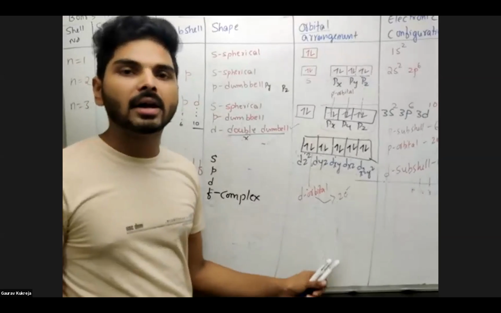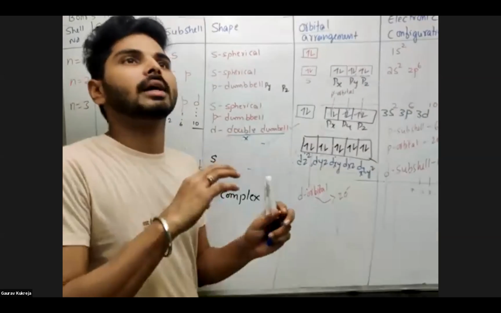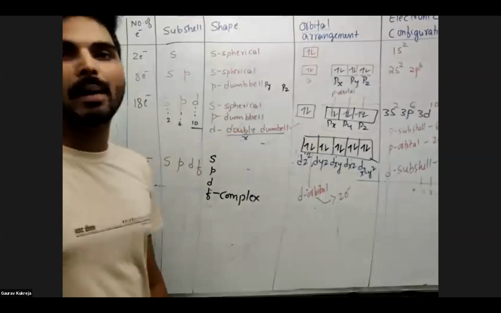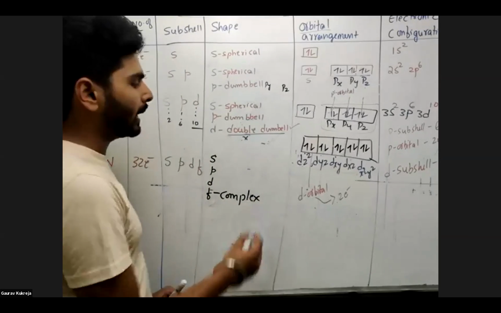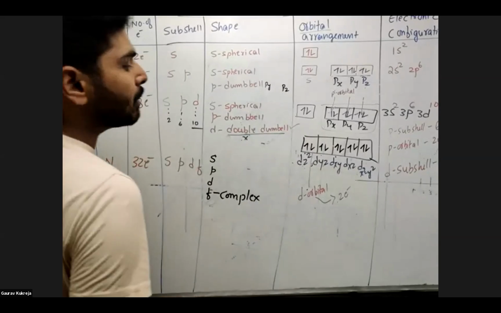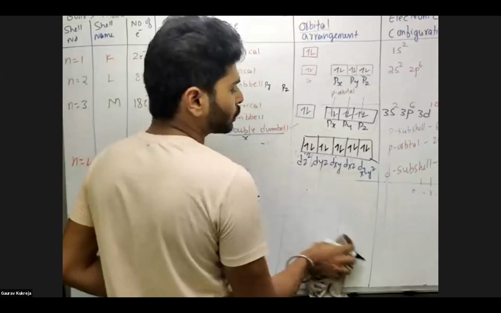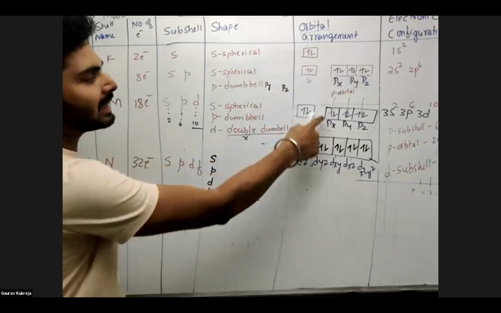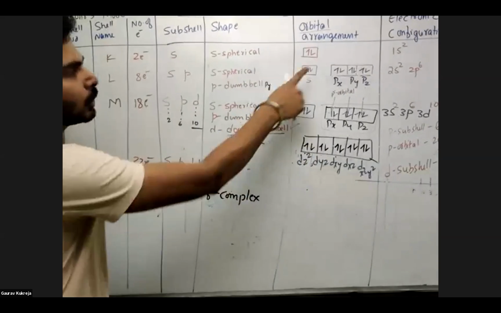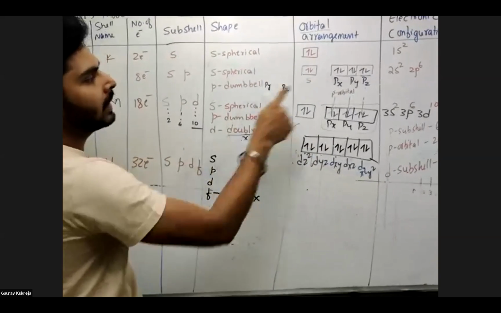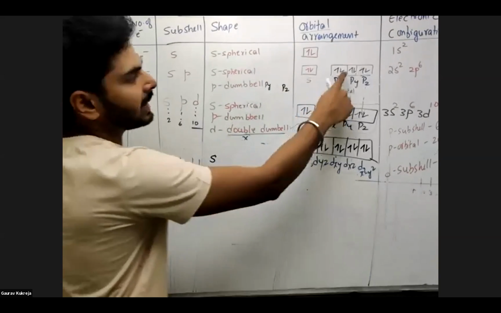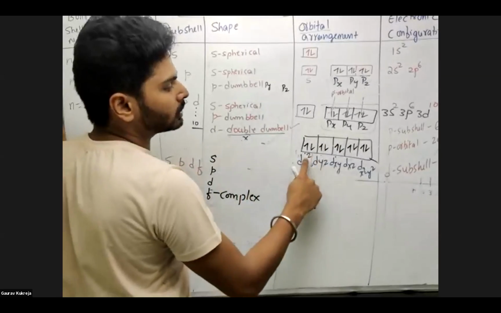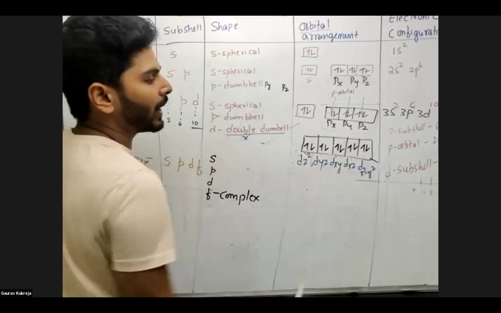Definitely dumbbell in manner, but the revolution is very difficult to show in 2D. So 3D is needed there. So complex. That's why we don't study much about F here, because of its complexity. But what you have to know is, just by understanding this logic, S can occupy 2 electrons, P can occupy 6 electrons. To occupy 6 electrons, there are 3 orbitals. D can occupy maximum 10 electrons. To accommodate 10 electrons, there are 5 orbitals.